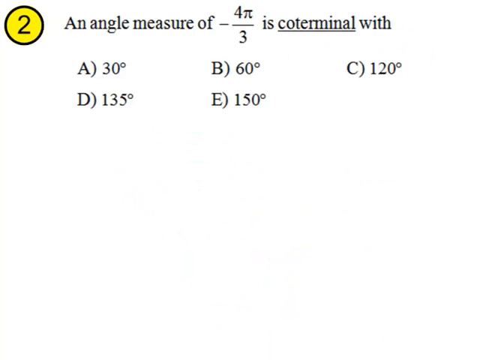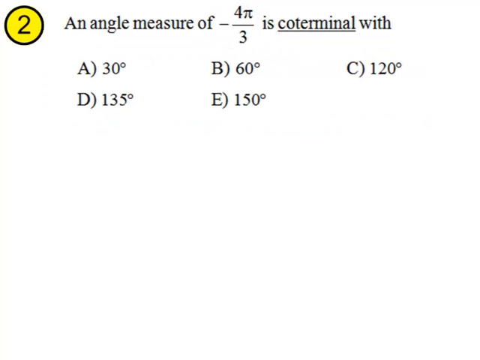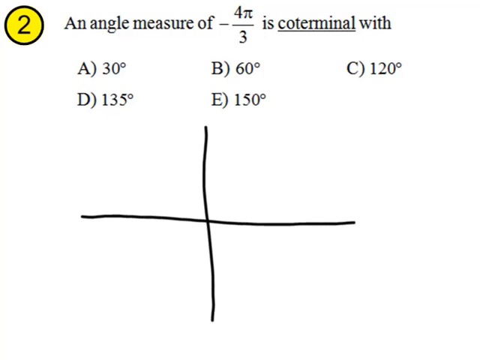Question number 2, an angle measure of negative 4 pi over 3 is coterminal with which of the following angles? Yes, all the angle choices are in degrees, whereas our original angle is in radians. We may convert if you like, just like we did in the last problem. I'm actually not going to. I don't feel it's absolutely necessary. What is more necessary here is being aware of where this angle lies on the xy plane.